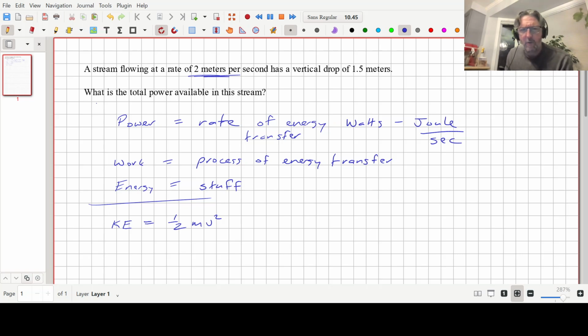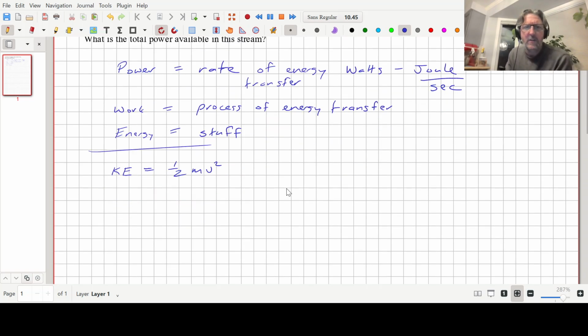It has a vertical drop of 1.5 meters. I don't know how much water that is. So I need to do some more measurements of this stream in order to be able to get a sense, to survey it and to know what I can do. So let's say you go out and you measure it, and you find that it's about 4 meters wide.